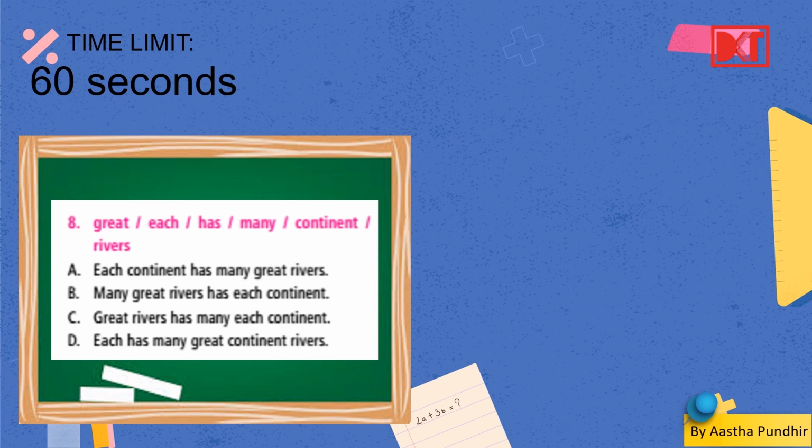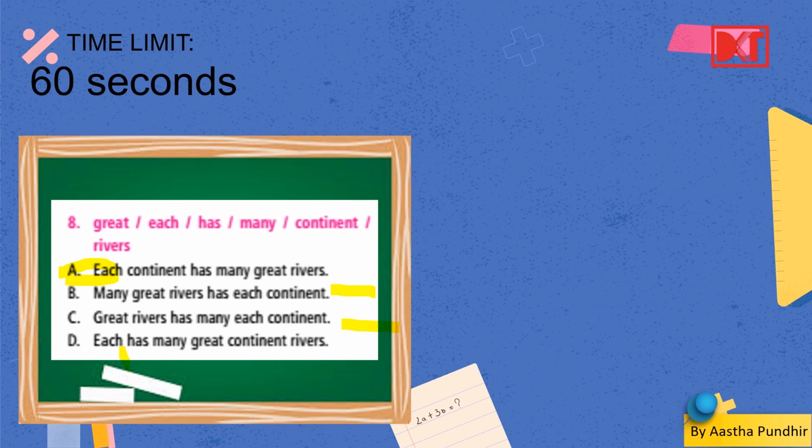Okay, here we have: great, each, has, many, continent, rivers. Okay, the options are: each continent has many great rivers, seems correct. Many great rivers has each continent, incorrect. Great rivers has many each continent, incorrect. Each has many great continent rivers, again incorrect.